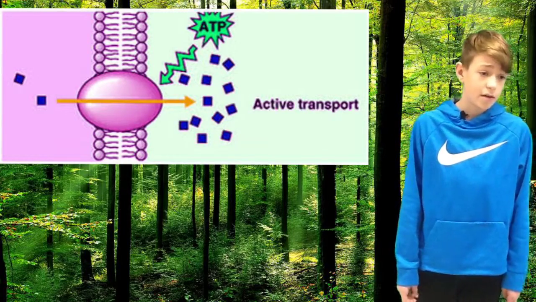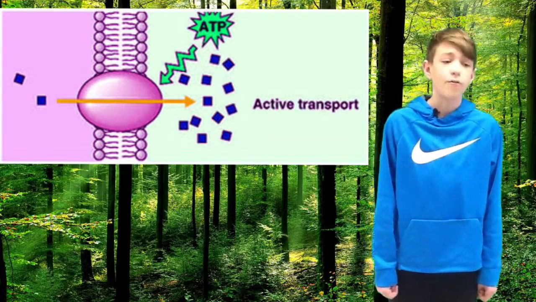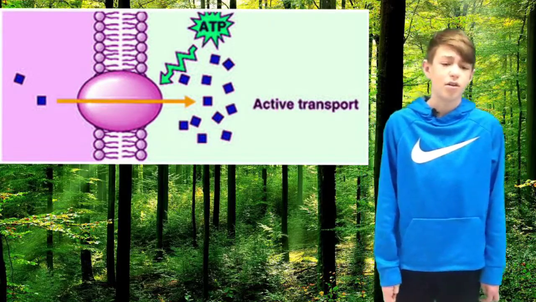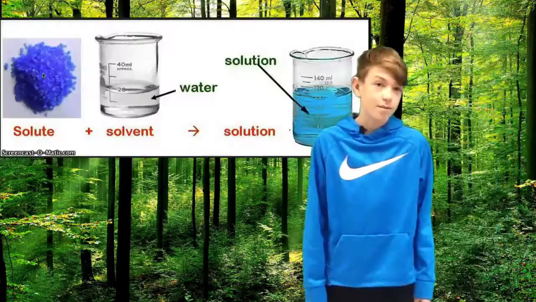There is one other way a cell can do active transport. It's called engulfing. The membrane surrounds a particle and then pinches off and forms a vacuole inside the cell. This process uses energy.